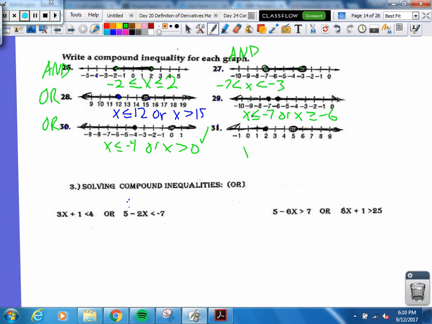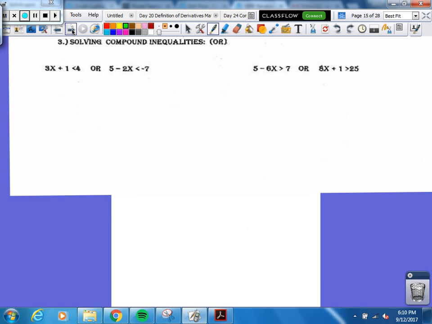Last one is an or. X is less than or equal to 2, or x is greater than 5. There you go. So now you know ands, now you know ors. Let's make it a little more complicated, shall we? All right, now, this is what you need to write in your notes.